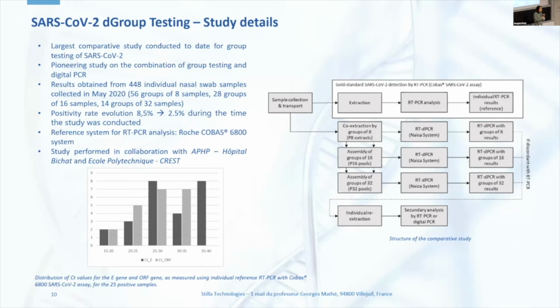So we collected the samples. They were extracted and run through the standard method with the COBAS system for RT-PCR analysis. And we got an individual assessment in qPCR for those samples. And at the same time, we pooled them, so the nasal swabs, together by group of 8, and then conducted an extraction. And then to get a group of 16 and 32 samples, we pooled a group of 8 extracts. And then we assessed groups of 8, 16, and 32 samples by digital PCR and compared the results with the individual qPCR assessment.